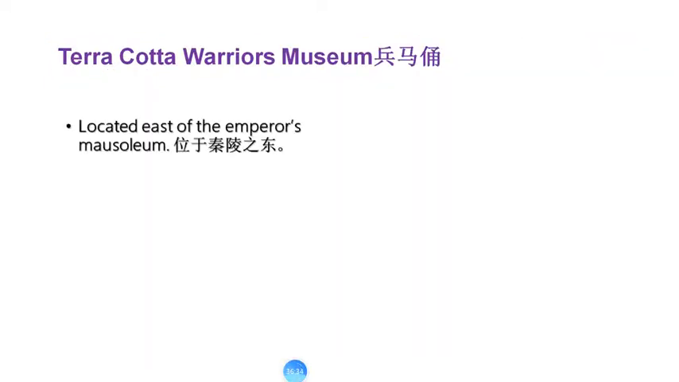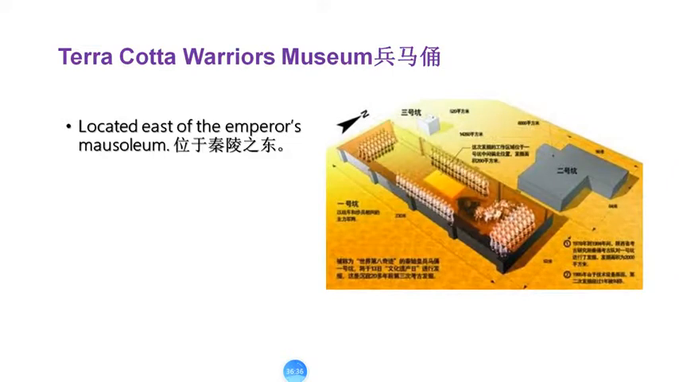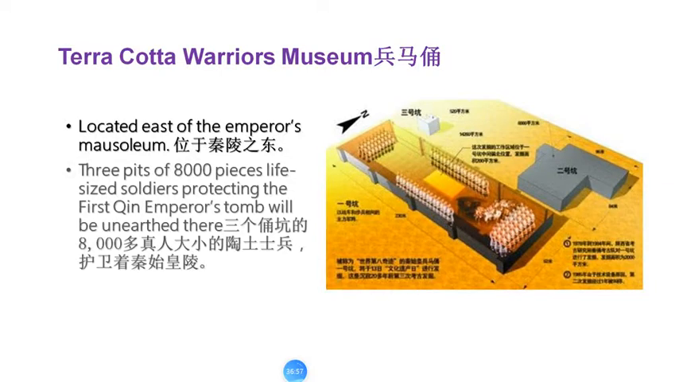Terracotta Warrior Museum, located east of the Emperor's Mausoleum. Inside the museum, you will see three pits of warriors. Pit number one, number two, number three. Number one is the biggest one, and number three is believed to be the headquarters of the three pits. Three pits of 8,000 pieces of life-sized soldiers protecting the first Qin Emperor's tomb were unearthed there.